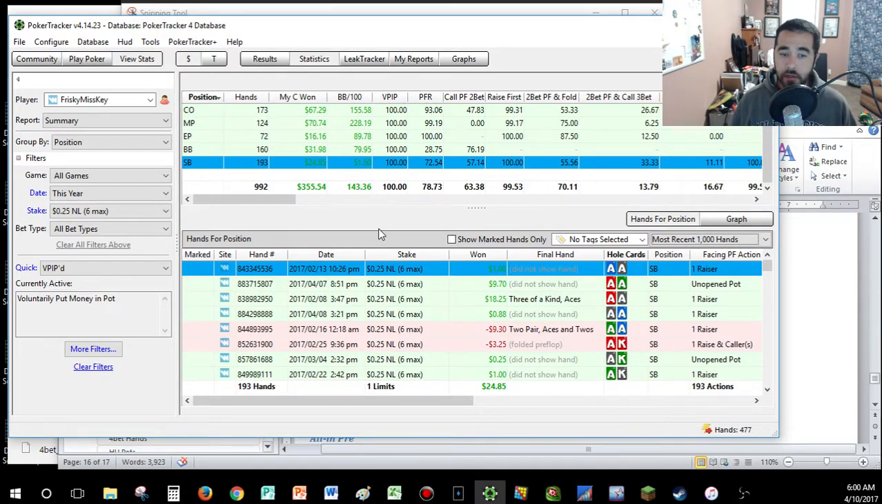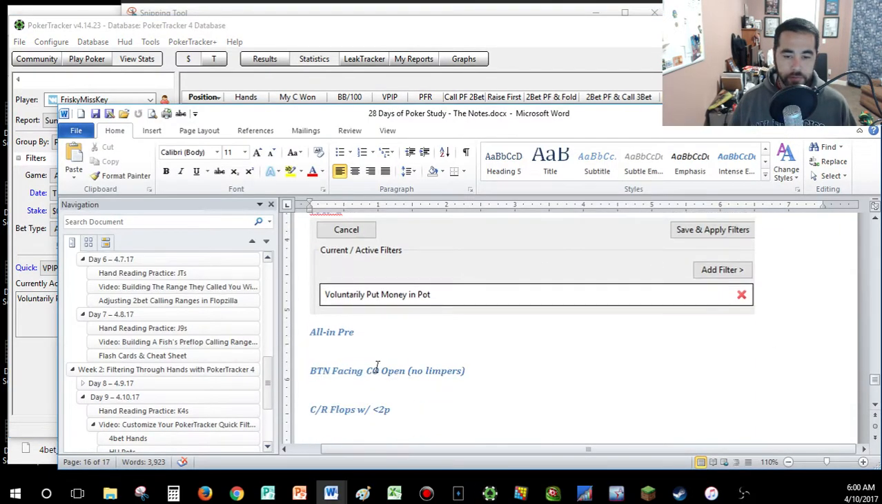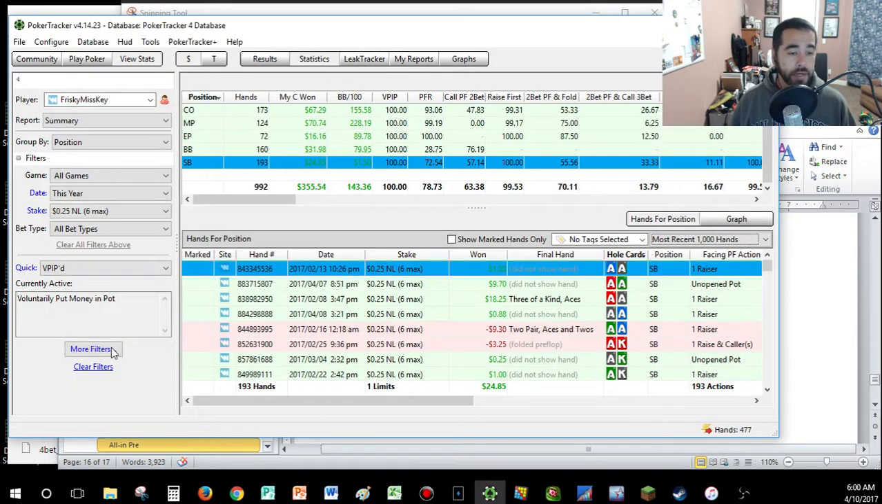Yeah, so that's voluntarily put money in the pot. Next up, all-in preflop. Nice. So this could be good for tournament people as well as cash game players, because it can happen. You can get all in pre-flop.